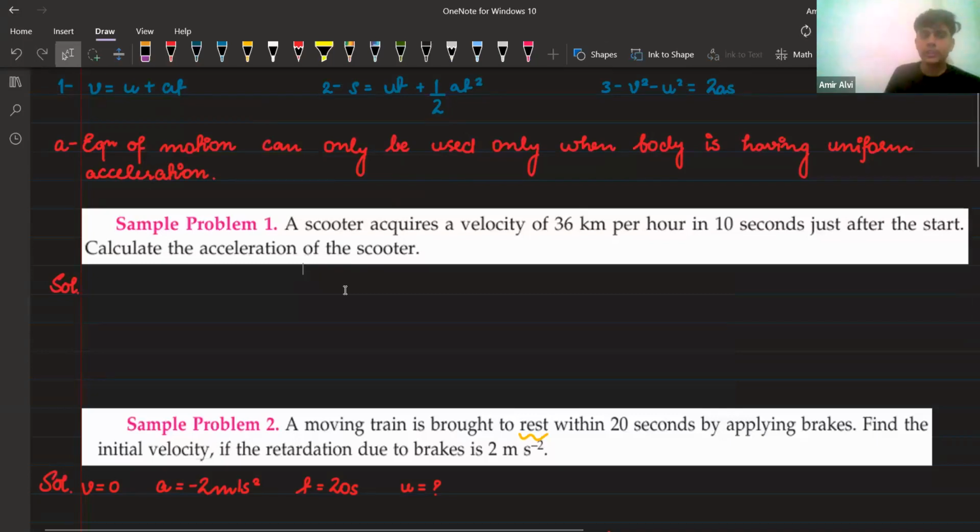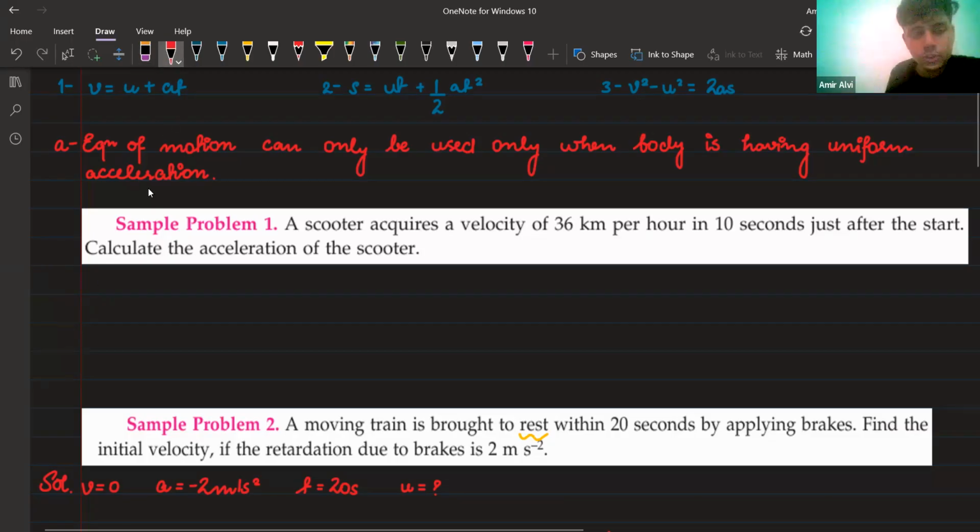Let's discuss this question, what it is saying. Okay. So basically the question is saying that a scooter reaches a velocity of 36 kilometer per hour in 10 seconds, just after the start. So when the object is starting, it starts moving. What do you mean by "just after the start", Naisha? It means the initial velocity is 0. Yes, initial velocity is 0.